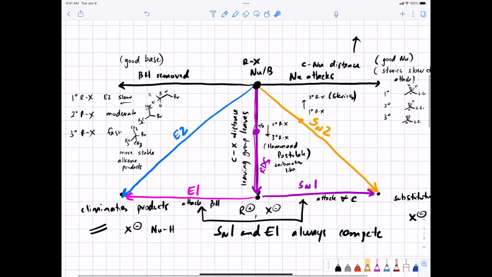All right, so for the E2 pathway, if we think about the E2 transition state, E2 is fastest for tertiary alkyl halides, though it's possible for all three.